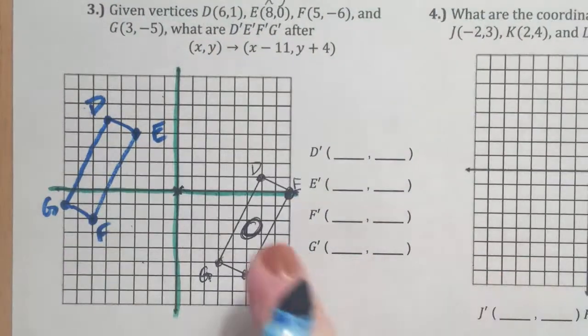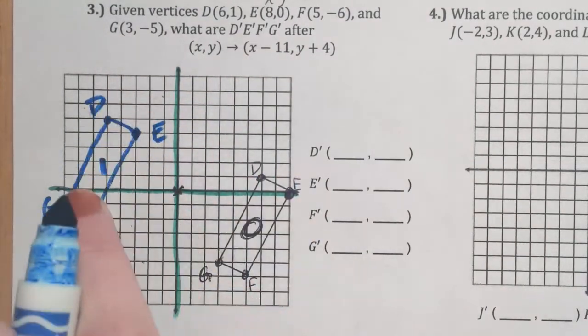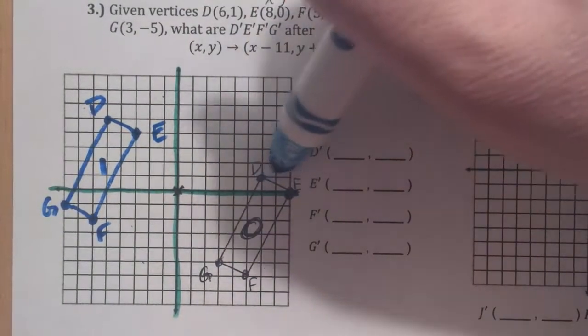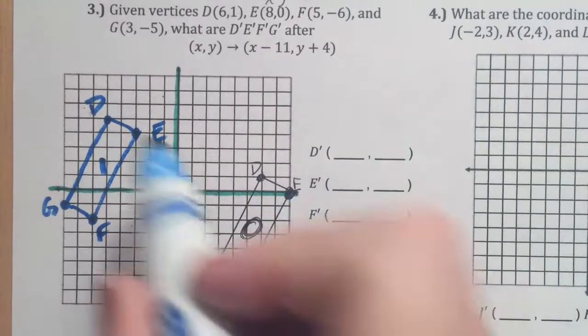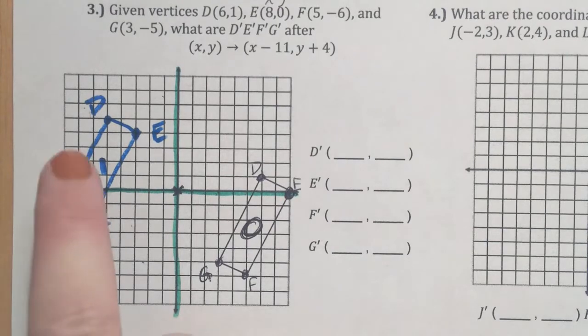Okay, so does this look like the same shape as before? Yeah, everything still has the same dimensions. To get from D to E, it's still a 2x1. So everything is still the same size. All right, so this is my new answer right there.